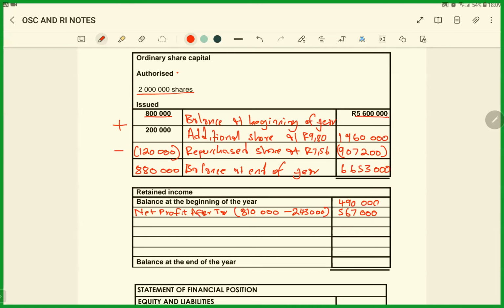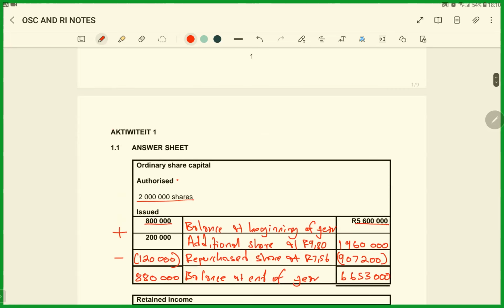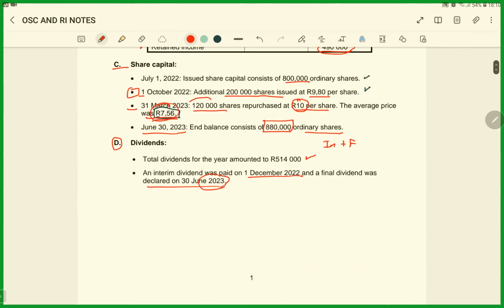Then after that, you are going to record the item of the repurchase of shares. So here, you're going to say repurchased shares. Remember last time I told you that when we repurchase shares, we pay for them from two sources: from the ordinary share capital at the average share price and from the retained income at the price difference, which is the difference between the repurchase price and the average share price. Last time we repurchased how many shares? We go back to the scenario to verify. We repurchased 120,000 shares here.